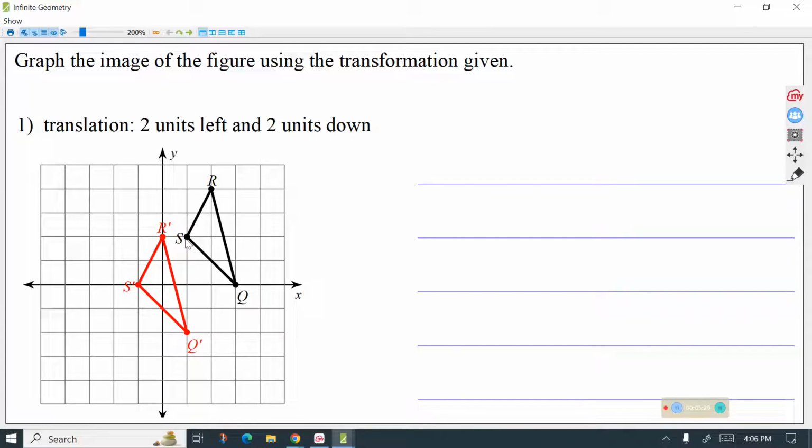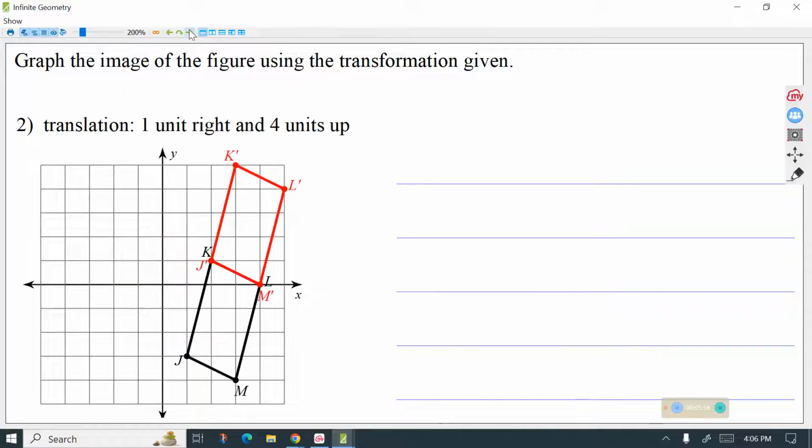When I move the point S, I'm going to go 2 units left and 2 units down, and I will call that S prime. And now for Q, I'm going to move it 2 units left and 2 units down, and I will call that Q prime. Now what you have here is complete. The shape has been translated. Notice that it didn't get rotated at all. The R is still the highest point, the S is the one on the left, and the Q is the one all the way at the bottom.